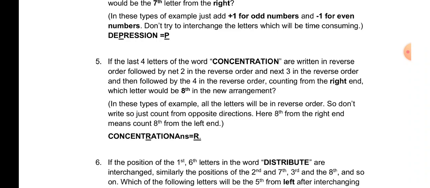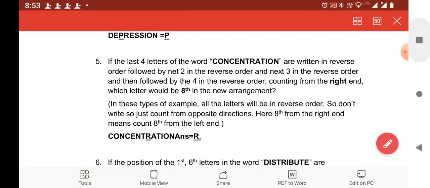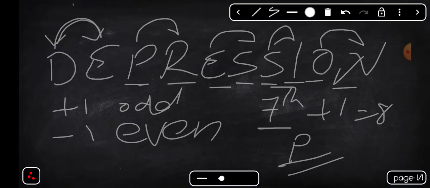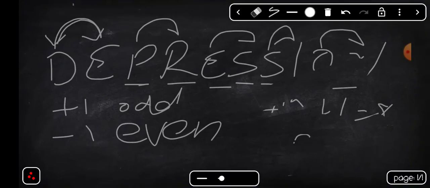Okay, the last 4 letters have to be written in reverse order, then the next 2 letters, then 3 letters, then 4 letters. We have to write all the letters in the reverse order. Then which letter would be the 8th from the new arrangement? You can use the blackboard. That will be easier.